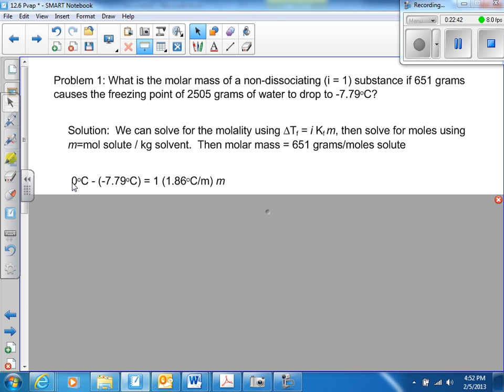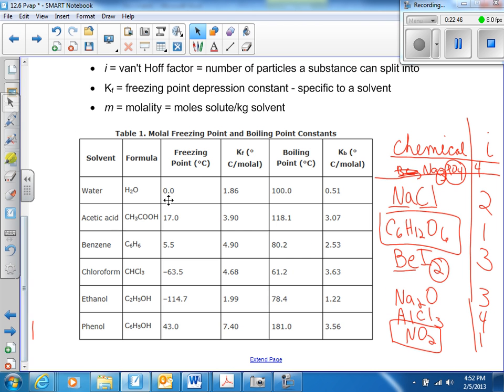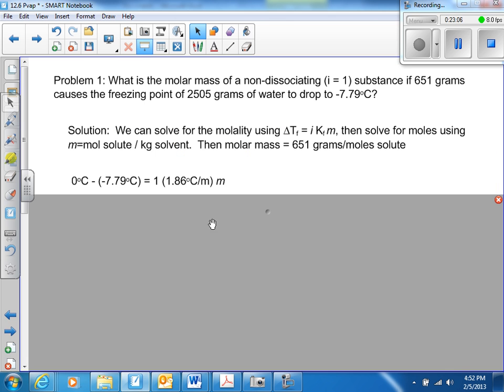So you have to look up where water normally freezes. So we look in this table, water, freezing point. Hopefully you know it's 0. If you don't, now you do. And here's our Kf, degrees Celsius per mol. Oh, that's funny how that worked out. They'll say degrees Celsius per mol. So Kf for water is 1.86. We use the Kf, not the Kb, because we're looking at freezing.